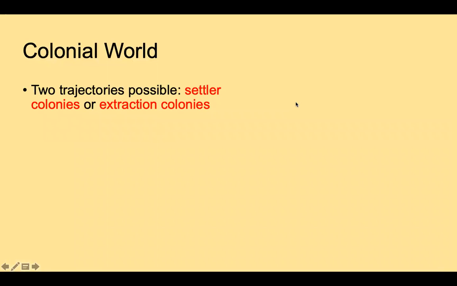So now that we have an understanding of these types of institutions and how they impact development, and now that we know what characteristics are indicative of good and bad institutions, we're going to consider the different trajectories that the colonial world took and the different places in the colonial world took. And those trajectories are settler colonies or extraction colonies.